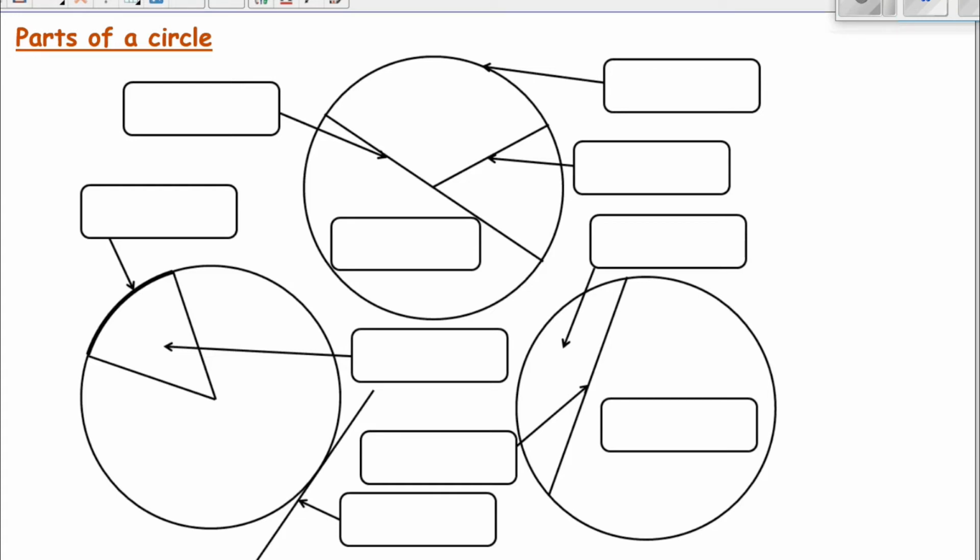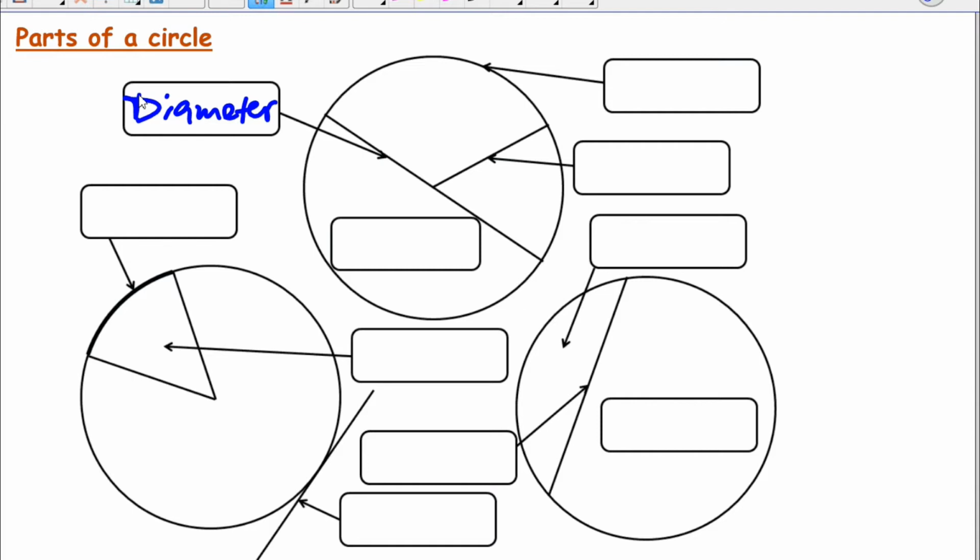Before we start looking at circle theorems, it's always important to identify the key parts of a circle. So we'll start by identifying these parts. I'll start by this part here. This is the diameter of a circle.